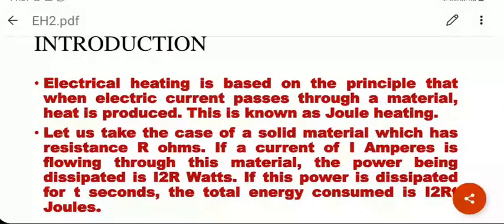The simplest example of electric heating is the room heater or water heater, where you pass current through a resistive material which dissipates I square R watts and produces the required heat that heats the water. Okay. The total energy, as usual, is power multiplied by time. If power is not constant, then you have to do the integration over time. This is known as Joule heating.